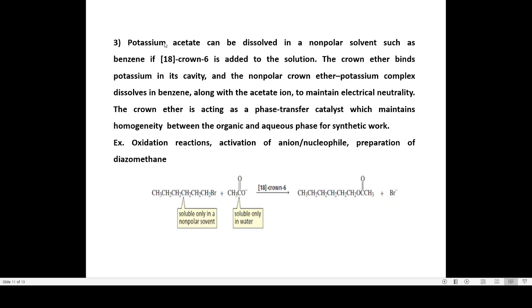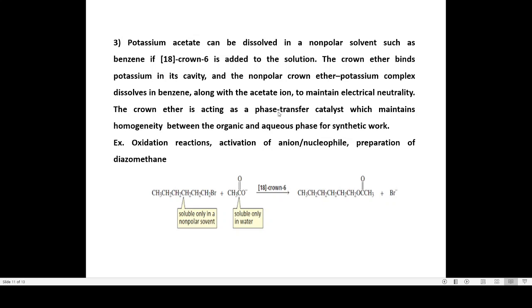So the potassium acetate, which was insoluble in a nonpolar solvent, can be solubilized with the help of the crown ether. The crown ether binds potassium in its cavity, and the nonpolar crown ether potassium complex dissolves in benzene along with the acetate ion to maintain electrical neutrality. The crown ether is acting as a phase transfer catalyst which maintains the homogeneity between the organic and the aqueous phase for the synthetic work.